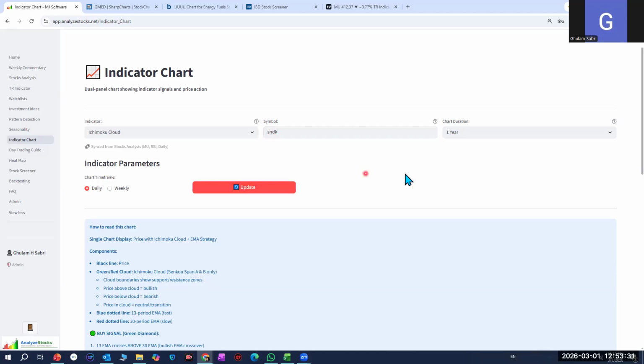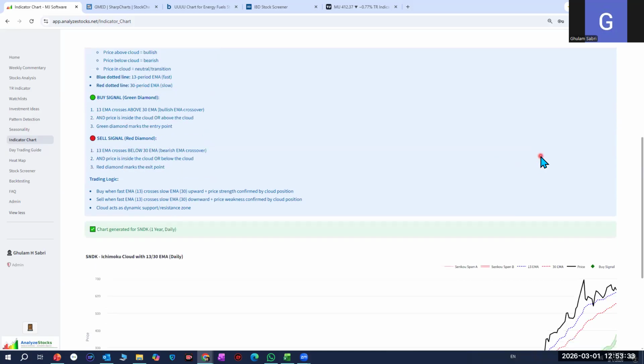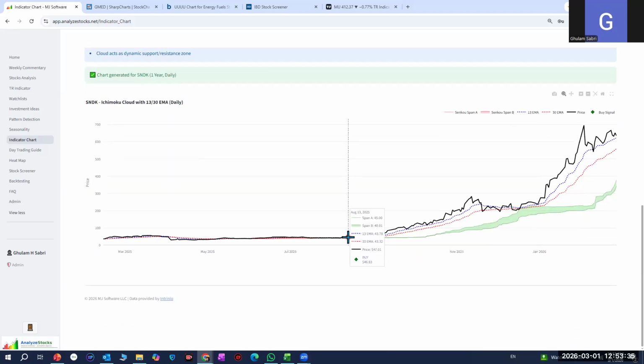Now we are just discussing the Ichimoku cloud strategy. You see this green diamond right here? It gave a signal last year, August 2025. Above this, you make entry somewhere here, and then you just keep it. It's a very simple strategy.